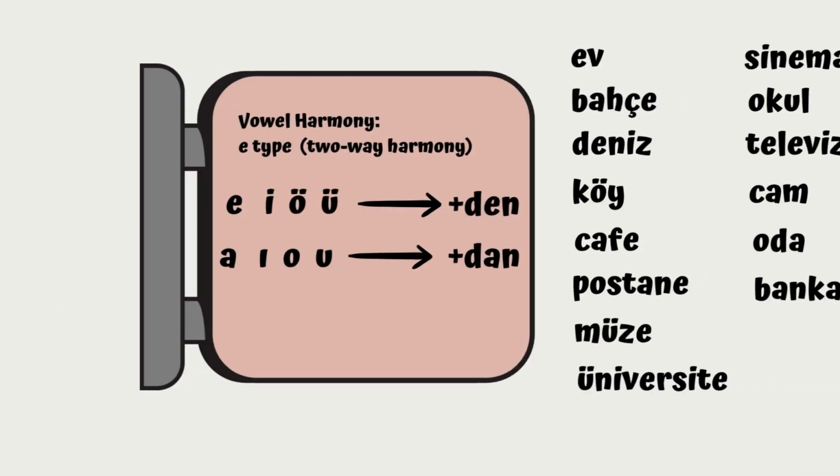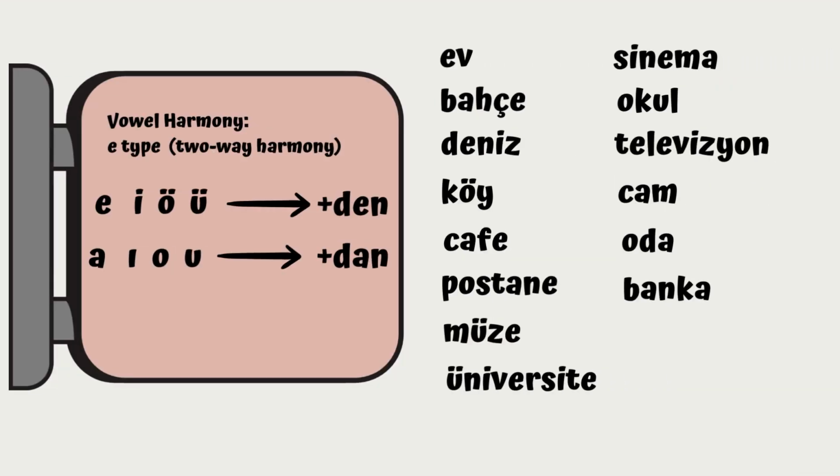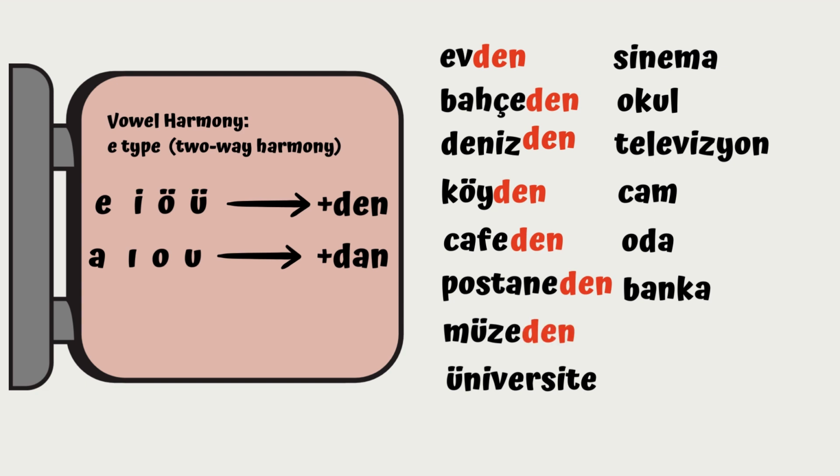Okay. So we know the rules now, e-type harmony rule or a-type harmony rule. So if the final vowel is one of these, e, i, ö, and ü, you're gonna add den to the end of the word. And then if the final vowel is one of these, a, ı, o, and u, then you're going to put dan at the end of the word. For example, ev, den, bahçe, den, deniz, den, köy, den, kafe, den, postane, den, müze, den, üniversite, den.